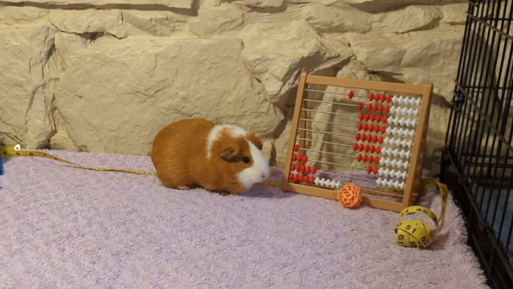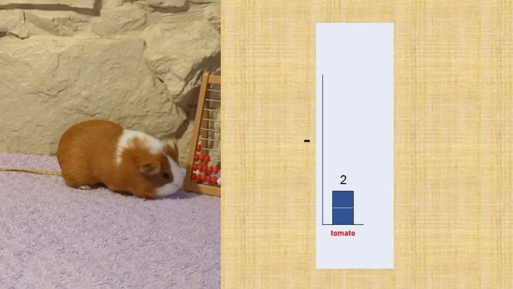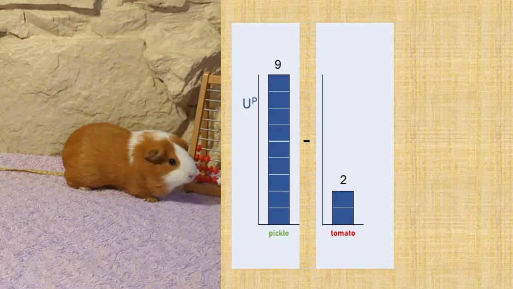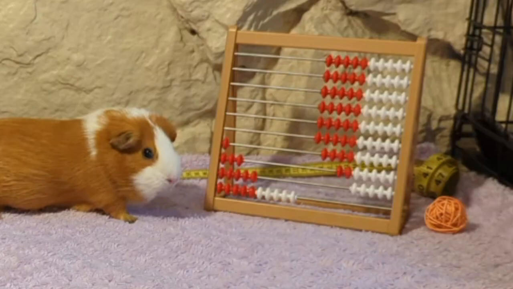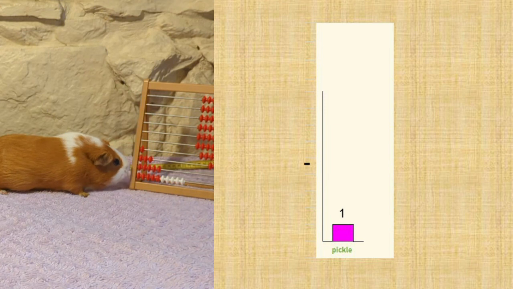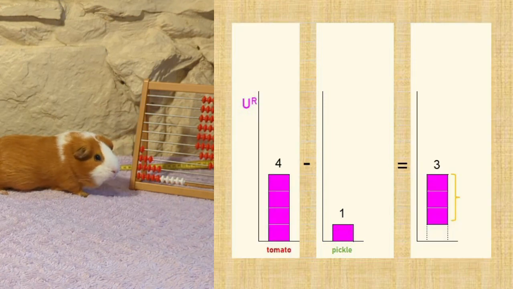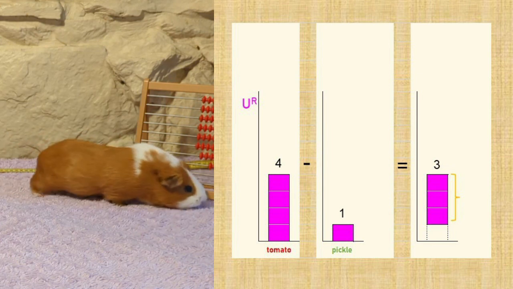When Philip traded his tomato for the pickle, he gave up the 2 utils he would have gotten from eating the tomato. In exchange, he got 9 utils from eating the pickle, so his net increase in utility is 7. He has 7 surplus utils. And the same thing happened for Rosie. She gave up the 1 util she would have gotten from the pickle to get the 4 utils from the tomato, for a net increase of 3 utils.